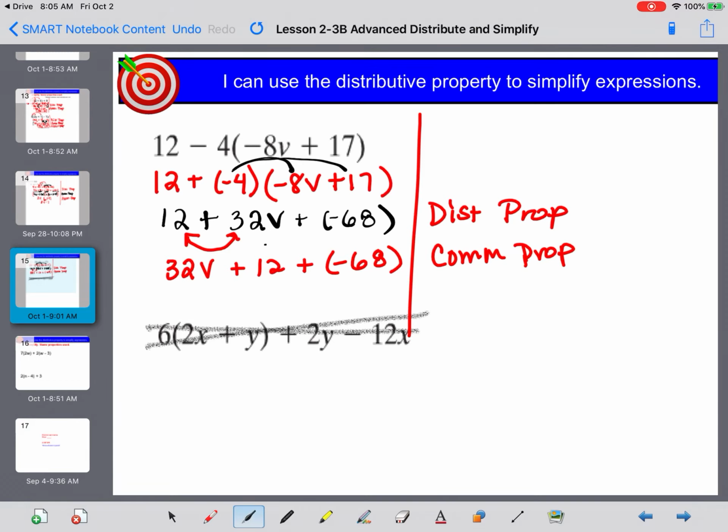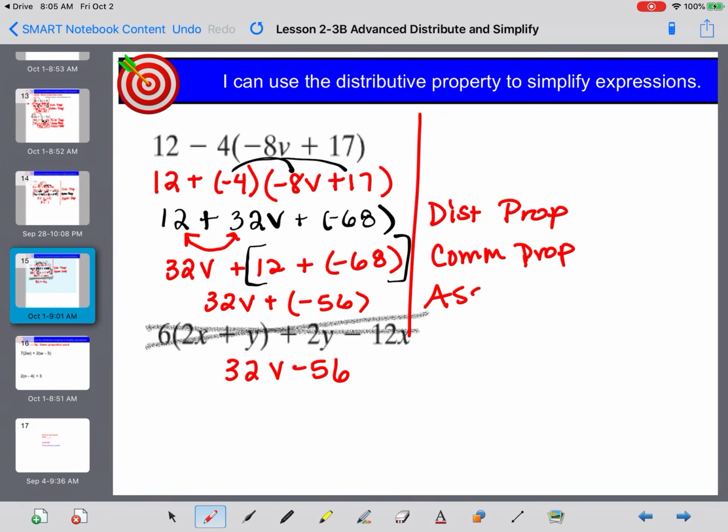Then I need to use the associative property to group 12 and 68 together. So I'm going to rewrite this as 32v and then negative 68 plus 12. I subtract and give the sign of the bigger absolute value, which is negative. You could also name that as 32v minus 56, and that was the associative property.